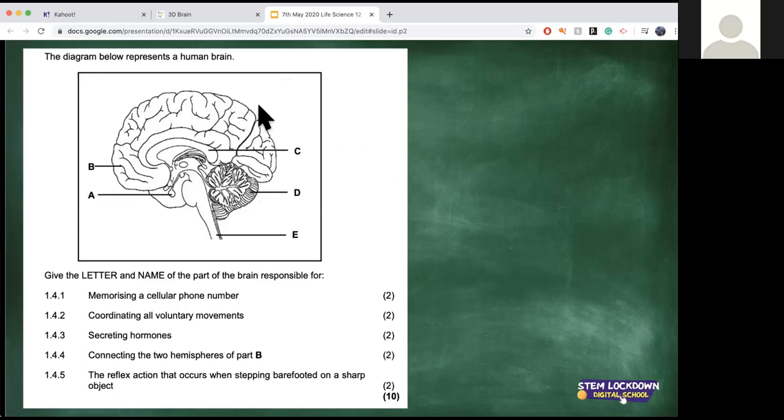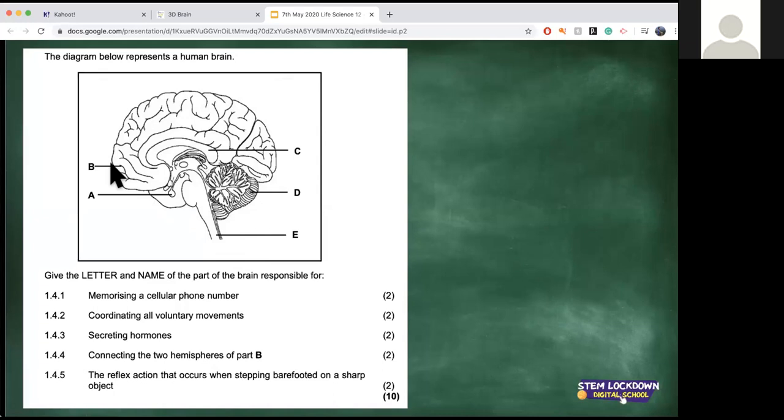So let's look at the parts of the brain. This is the corpus callosum. Remember, it joins the two hemispheres. This is the cerebrum, cerebellum, brainstem. And this is the pituitary gland. We'll learn more about the pituitary gland in the future when we do the endocrine system.